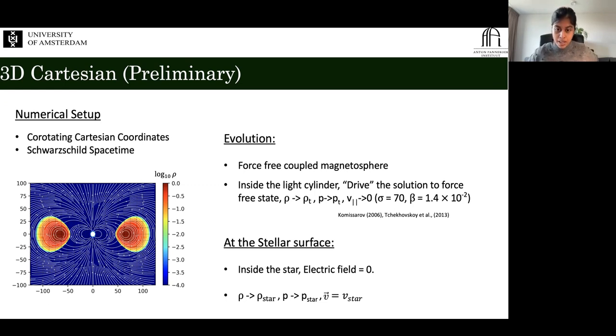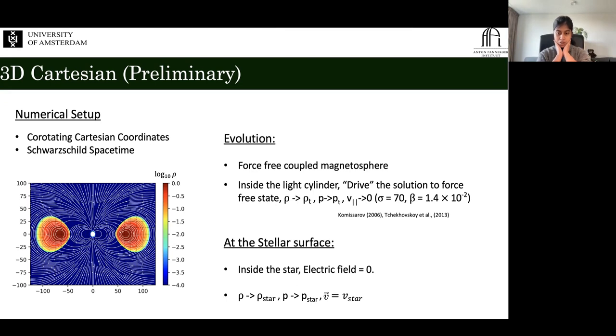And then at the stellar surface, as a boundary condition, inside the star the electric field is 0 because of the solid body rotation. So the magnetic field evolution actually follows from there.